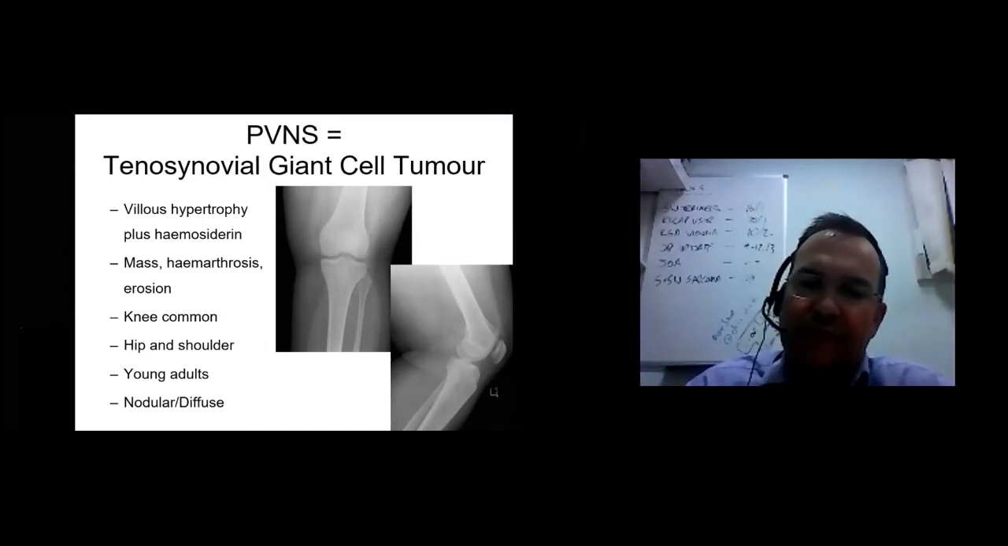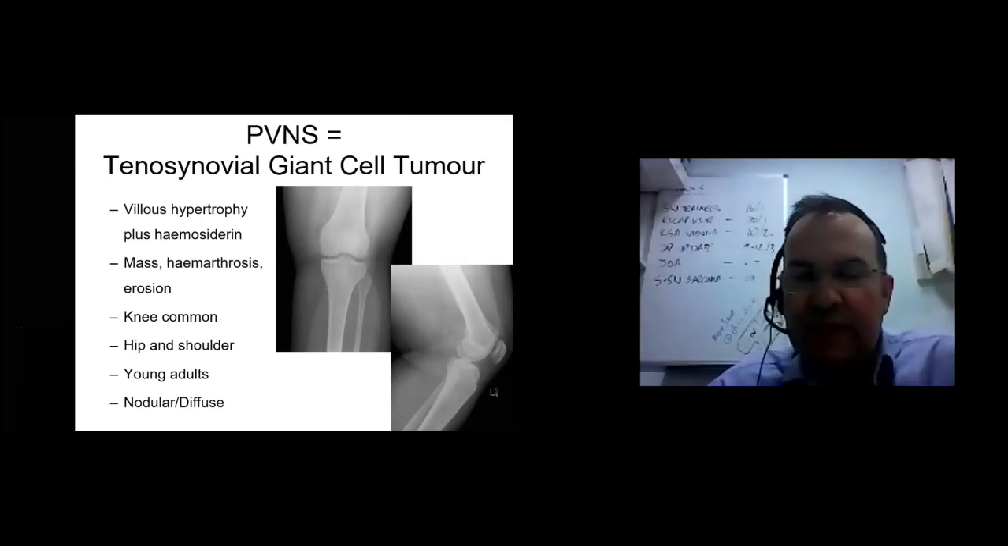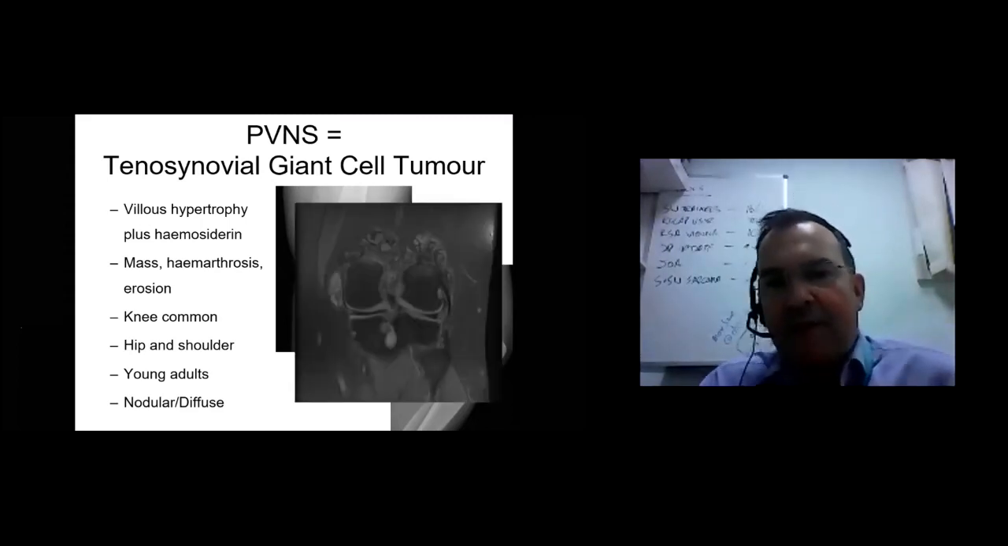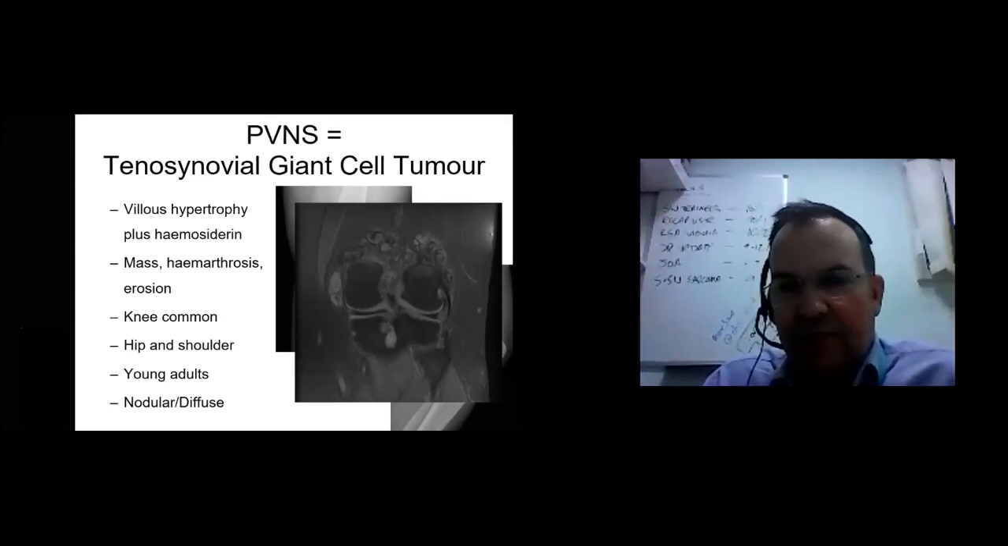It often affects a young population and is divided into nodular and diffuse types. So here's the characteristic MRI appearance of tenosynovial giant cell tumor in the posterior knee. You can see this hyperproliferation around the femoral condyles. It will often spread extensively through the joint. This is with the diffuse type.